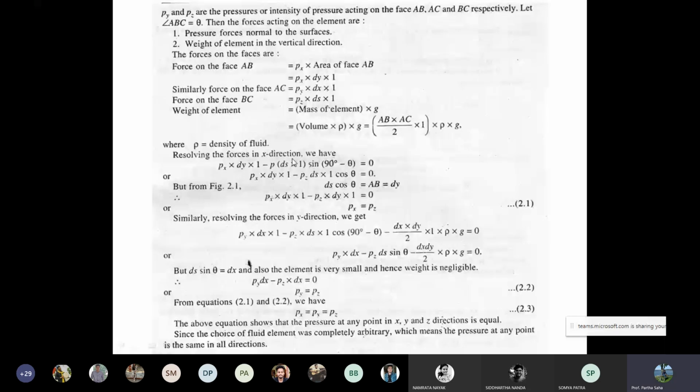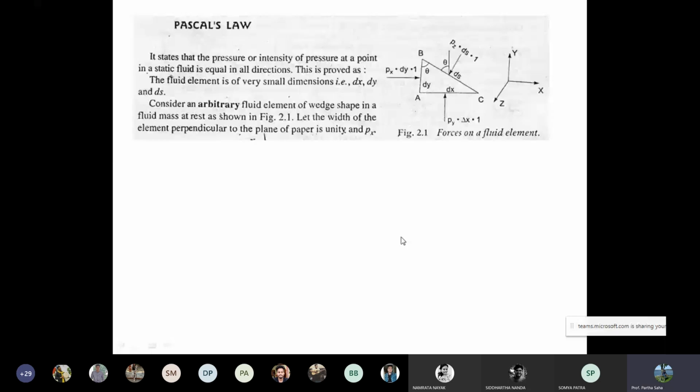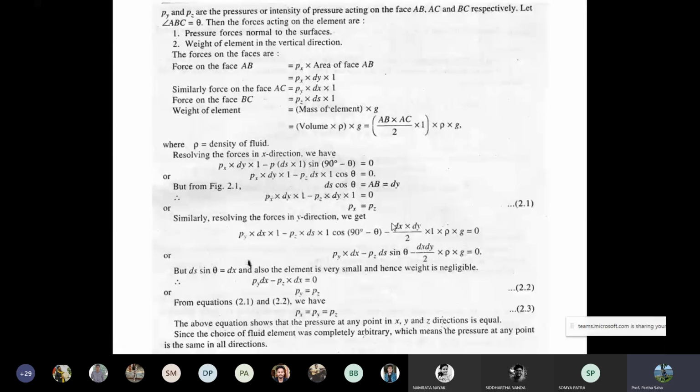Resolving the force in the x direction, we have Px. So which direction is the x direction? This is my x direction. We are considering from left to right, right? So Px dy into 1, and then Pz ds cos theta is acting, if you take the component in the minus x axis, in the opposite direction, and that is equal to 0. This is the expression, and from the geometry, ds cos theta equals dy. So if you put together ds cos theta equal to dy, then Px dy into 1 equals Pz dy into 1. So Px equals Pz.